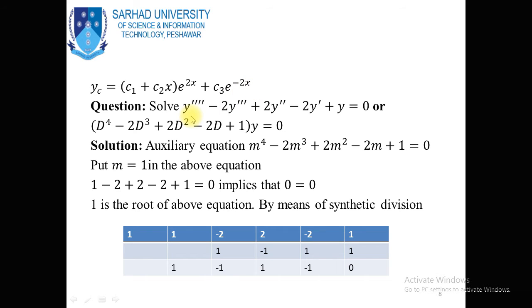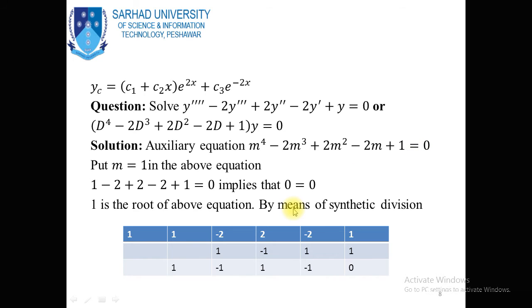Now another problem you see over here, y'''' - 2y''' + 2y'' - 2y' + y = 0. This fourth order linear homogeneous differential equation can be written as (D⁴ - 2D³ + 2D² - 2D + 1) y = 0. So y = 0 will be the trivial solution, and for the non-trivial solution we obtain the auxiliary equation m⁴ - 2m³ + 2m² - 2m + 1 = 0.